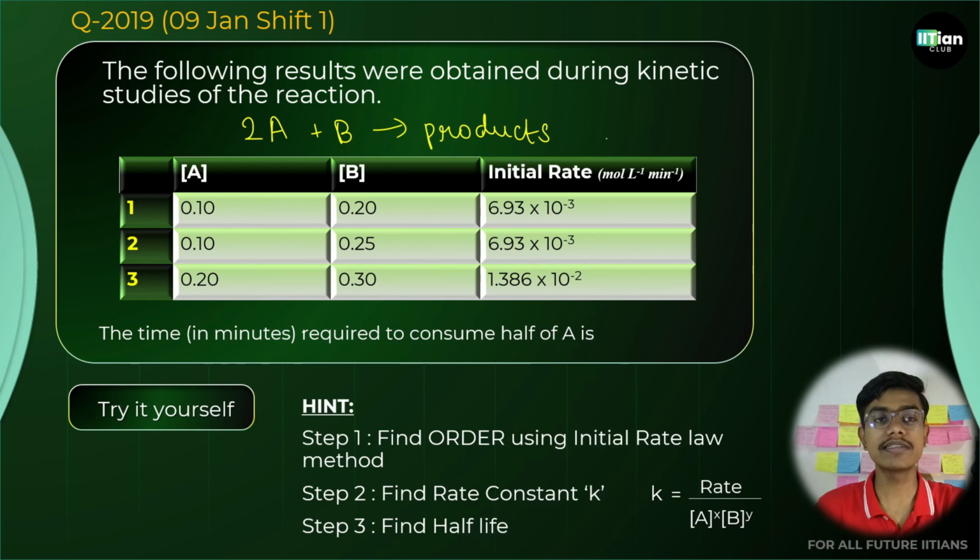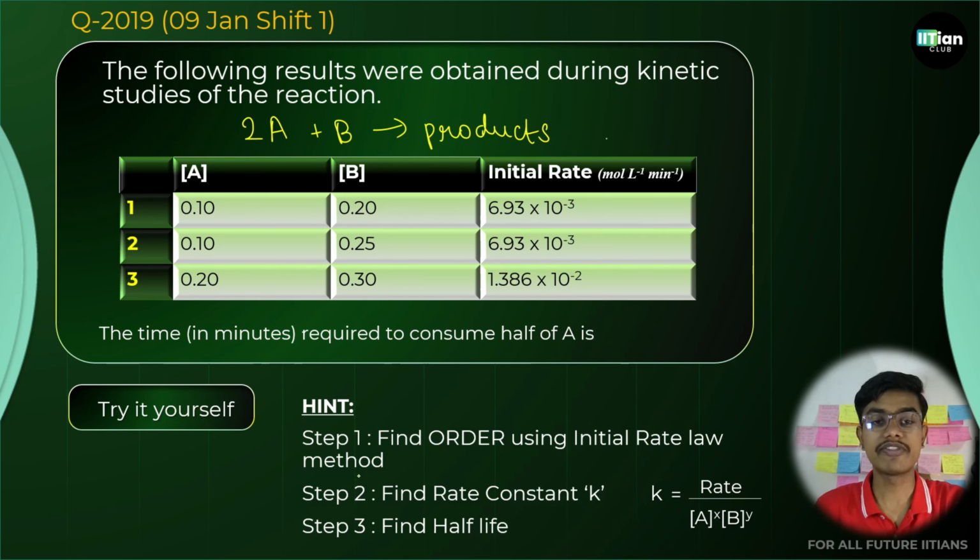The next question is from 2019, where 2A plus B is giving us different products. Even here they have given us different concentrations of A and different concentrations of B, and they have given us different rates. The same thing we have to use. But the thing is, they have asked the time in minutes required to consume half of A. This is basically the half-life concept. This you will be able to answer once you do the half-life method.